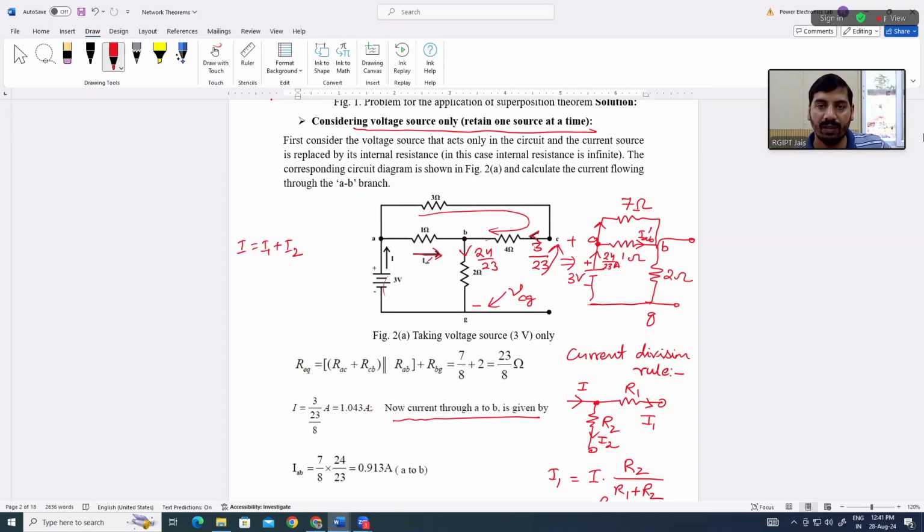So if we apply KVL in this loop, we can calculate the value of VCG. The current flowing is from C to B, so the voltage drop polarity will be plus here, minus here. In an element, current flows from higher potential to lower potential, that's why plus will be here, minus here. Similarly, in this branch also, plus here, minus here. Is it clear to all of you?